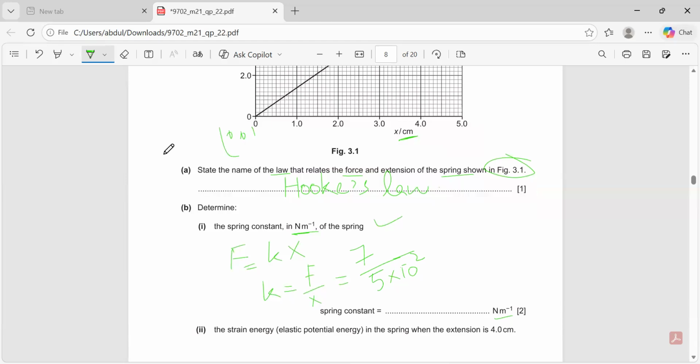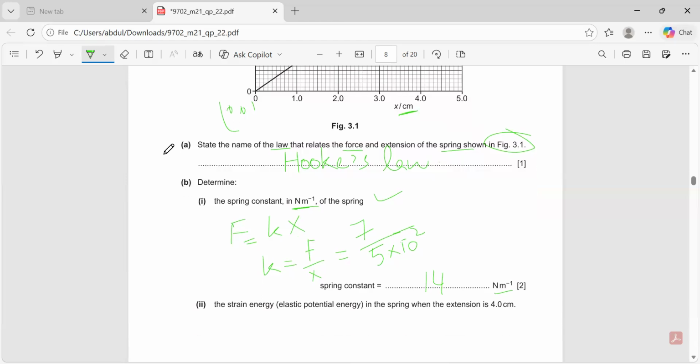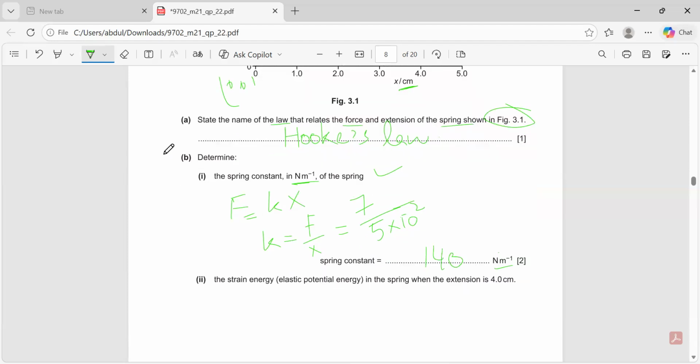The unit is written here, but all of a sudden you will find a question where no unit is there. So cross check. If newton per meter is written, okay, no need. If not written, then you have to write newton per meter. Not newton meter, sorry, newton per meter.